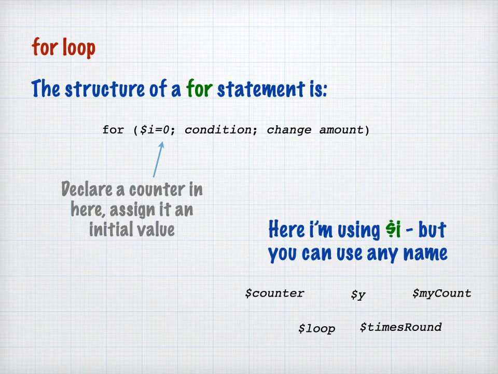Now I'm using $i here, but of course you can use any kind of sensible name, and there are better names out there like counter or myCount or loop or timesRoundTheLoop or whatever it is that you want to use. But I'm using $i because if you look at code in books, frequently they'll use a very simple variable like this. They might use i or j or k to indicate that it's a kind of throwaway value. It's just being used to count the loop. We're not actually bothered about the name that much.